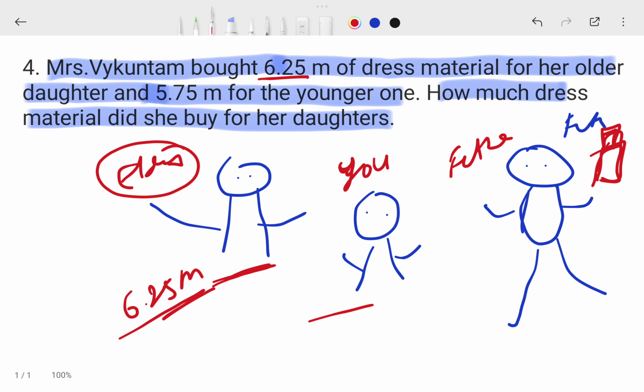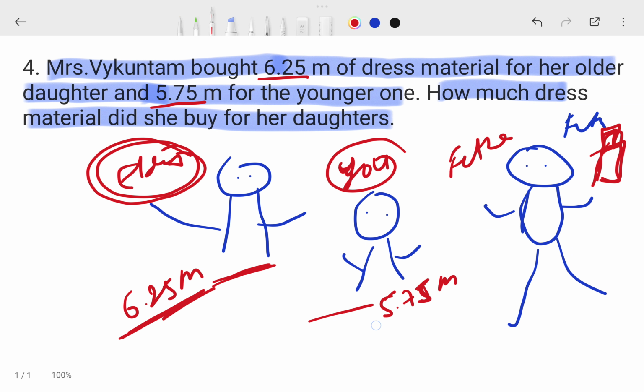So your father said, my younger son is also there, which is you. So he bought 5.75 meters cloth for you. How much? 5.75 meters cloth for you. So your father bought for the elder son 6.25, and for you, he bought 5.75 meters.